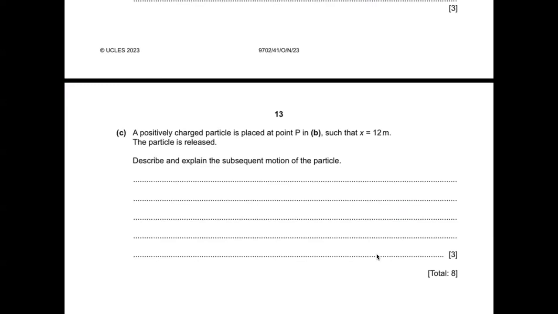C, a positively charged particle is placed at point P in B such that x equals 12. The particle is released. Describe and explain the subsequent motion of the particle. So how can we comment on the motion? I know that the gradient of this V-r graph is basically electric field strength, right? And if I know electric field strength, then I know force. And if I know what's happening to force, by Newton's second law, I can also talk about the acceleration. This is not very difficult.